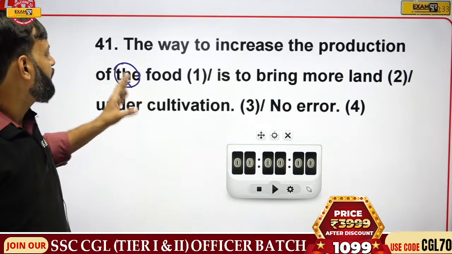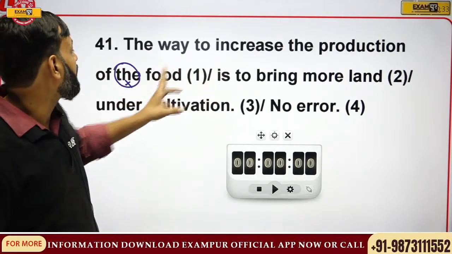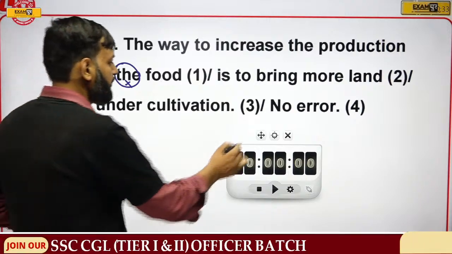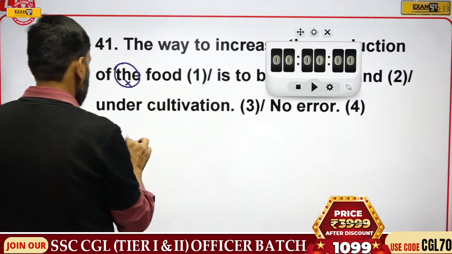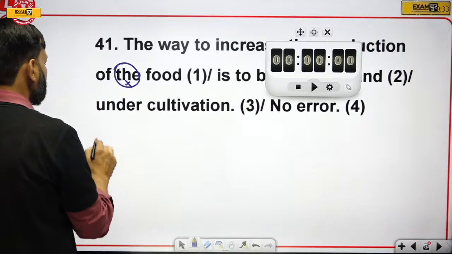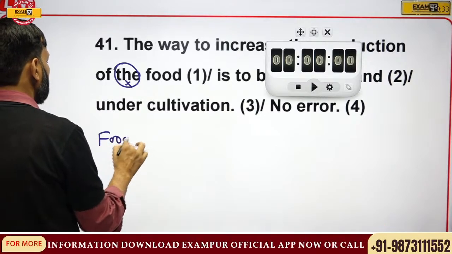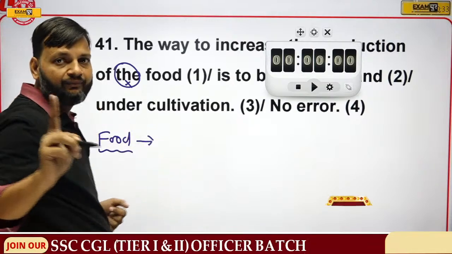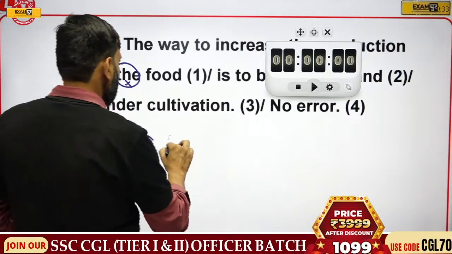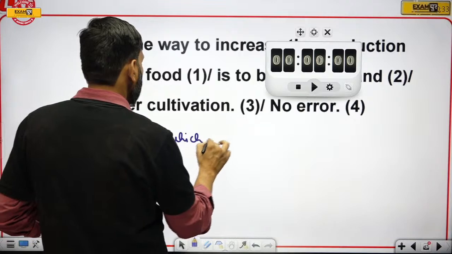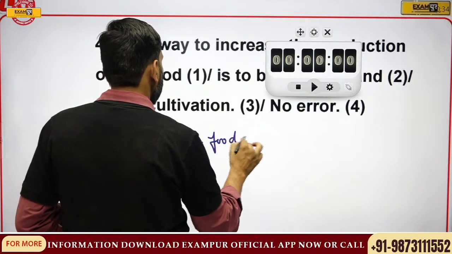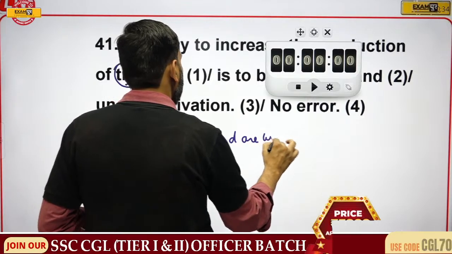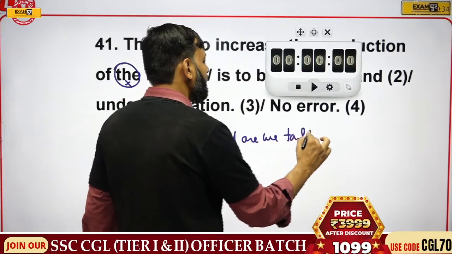Now if you read this sentence, the way to increase the production of food, which food are we talking about? Can you answer this? Here we have the word food. Now ask yourself, which food are we talking about?